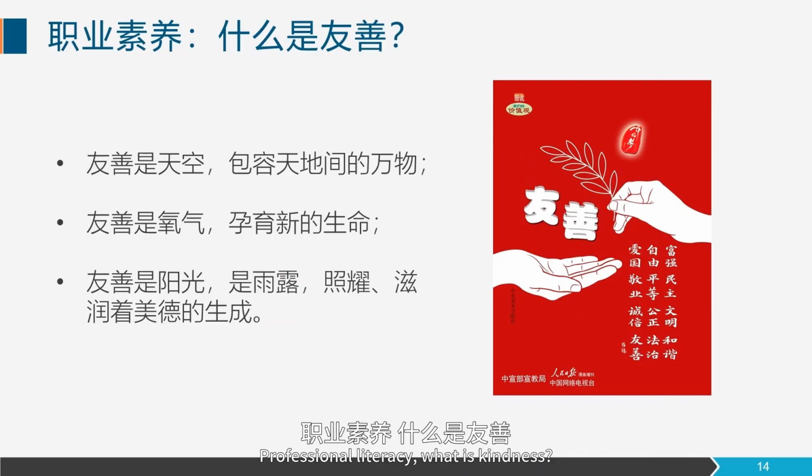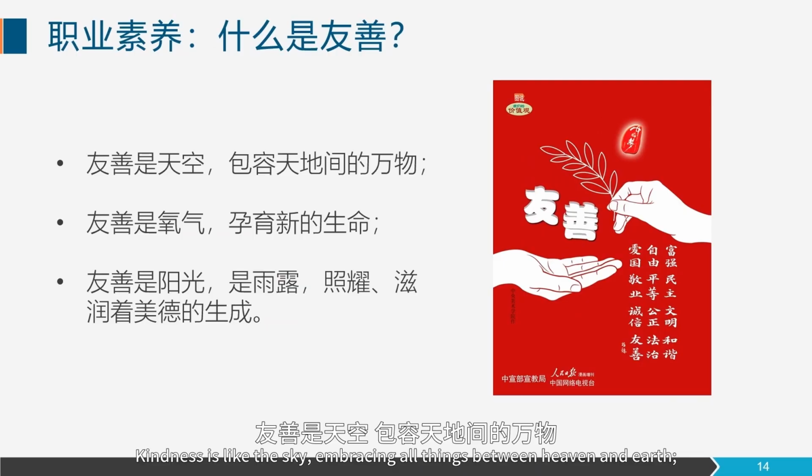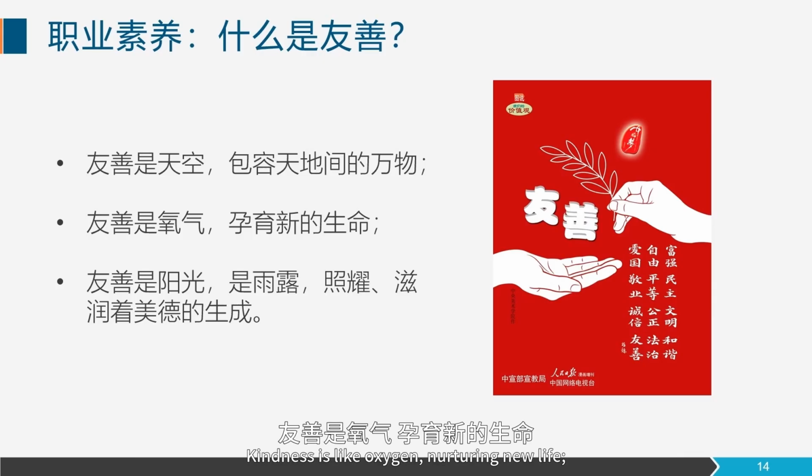Professional literacy. What is kindness? Kindness is like the sky, embracing all things between heaven and earth. Kindness is like oxygen, nurturing new life. Kindness is like sunlight and rain, shining and nurturing the growth of virtues.